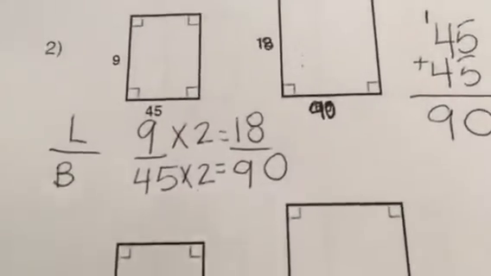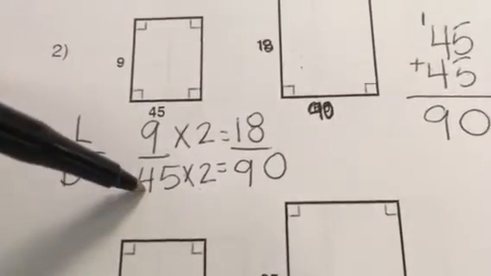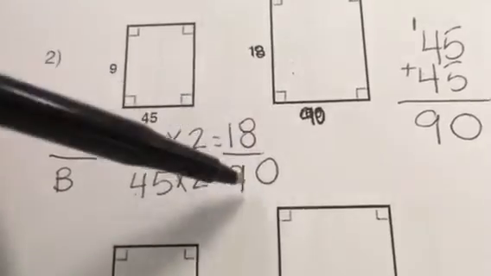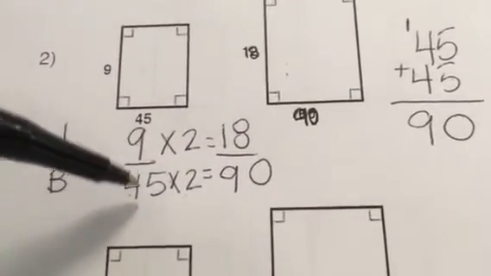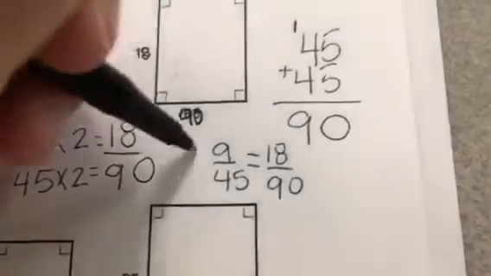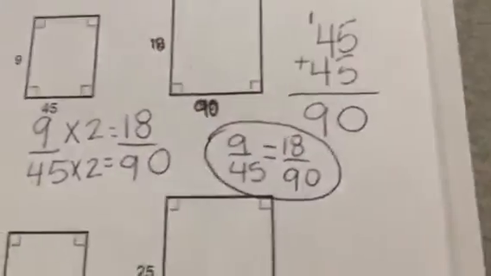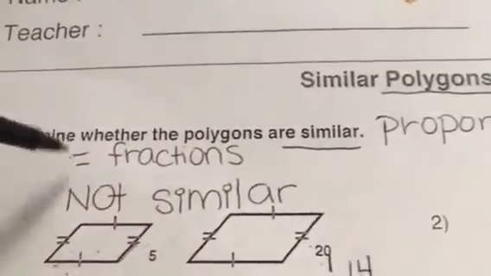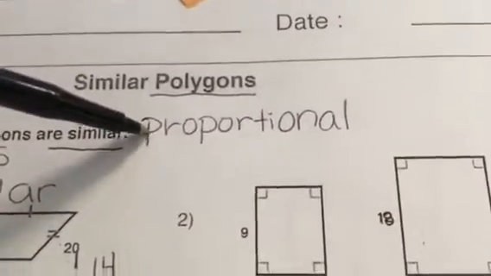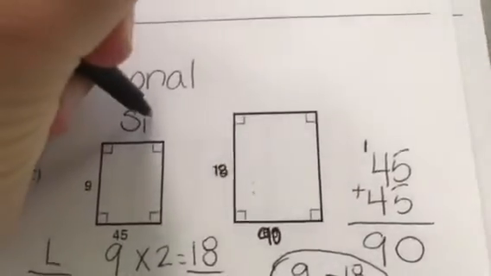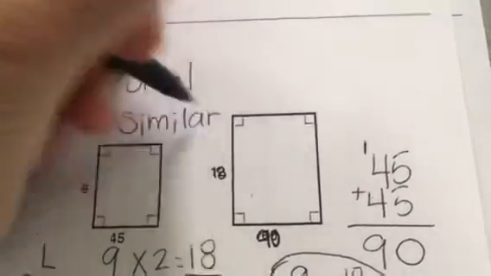Okay? So since we multiplied the top and the bottom by 2 and we were able to get this fraction over here, we know that 9 over 45 and 18 over 90 are equal. When the fractions are equal, they're proportional, and so we know that they're similar. So these two shapes are similar.